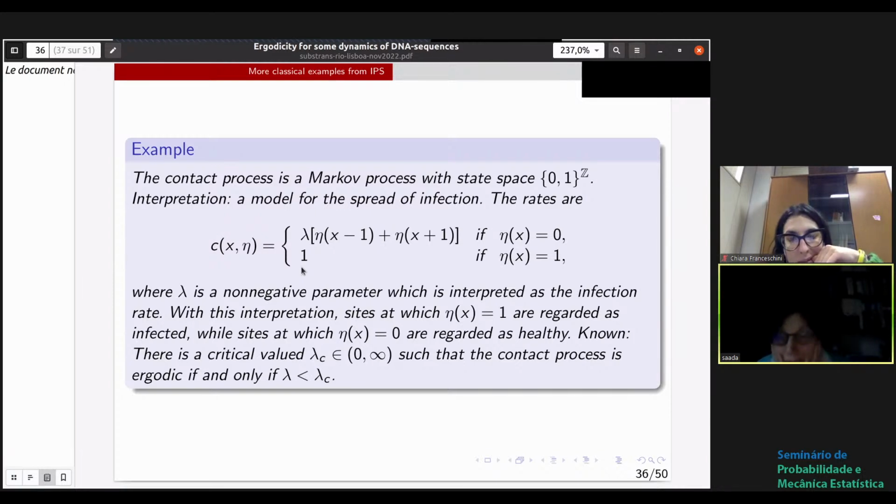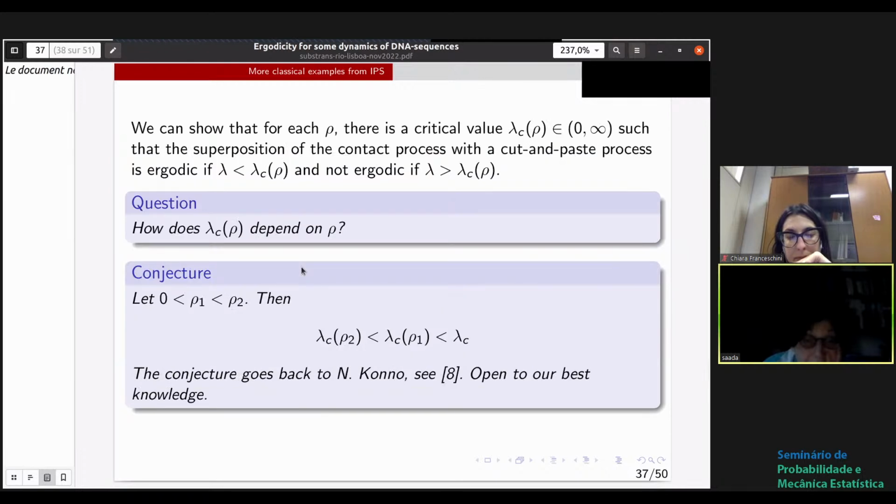Then what do we know? Well, it is known that there is a critical value, which is positive and finite, such that the contact process is ergodic if lambda is less than this lambda c. But then again, imagine that we superpose the cut and paste dynamics. What will happen with the rate? There is this value rho, and we know that for each rho there will be a critical value, such that there will be ergodicity below that value and non-ergodicity above that value.